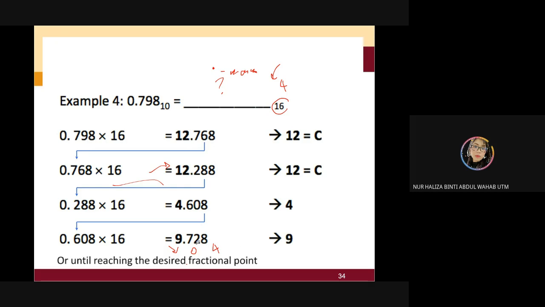And over here, your answer will be this one, this, and this. And you also need to check what your base is. Your base is 16, there is no 12, so you need to change it into C. And your answer will be read from up to down: C49. So this is your answer.